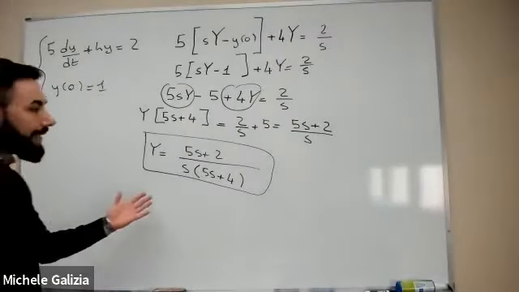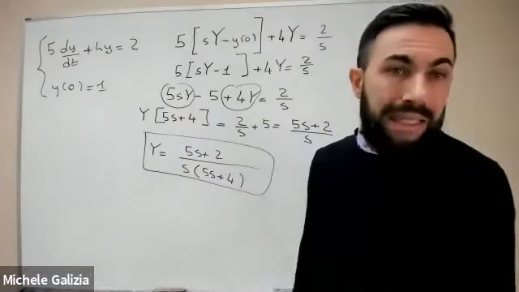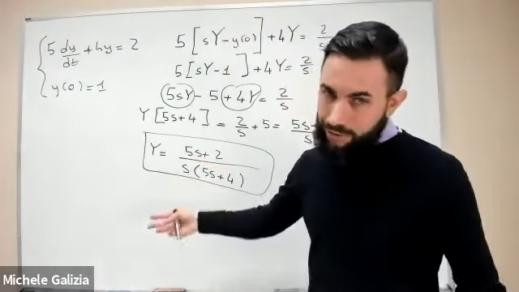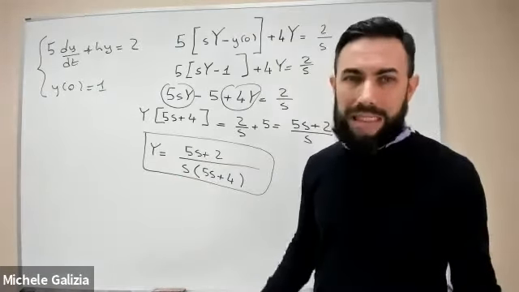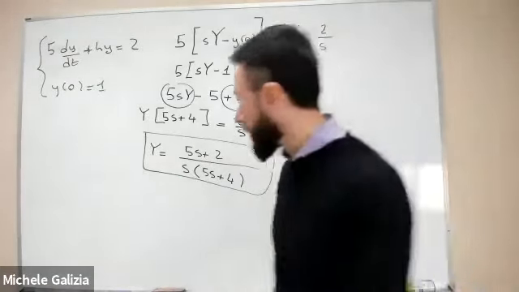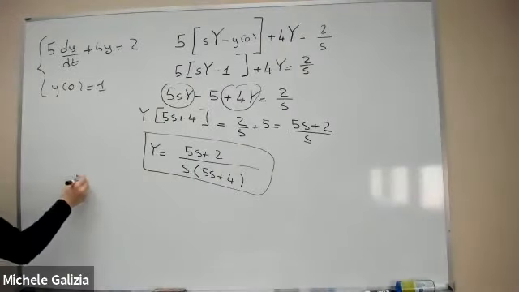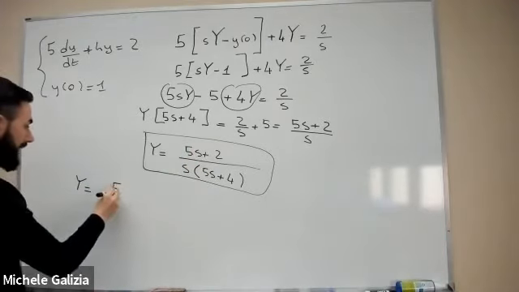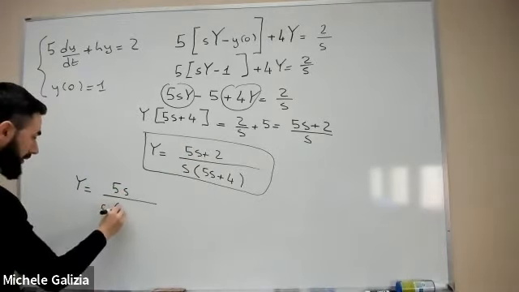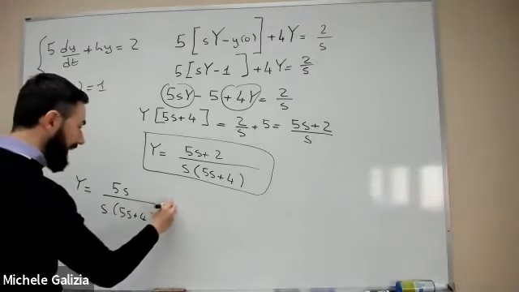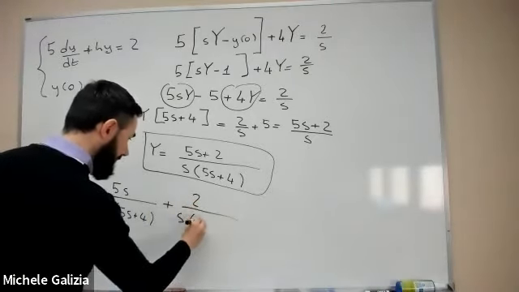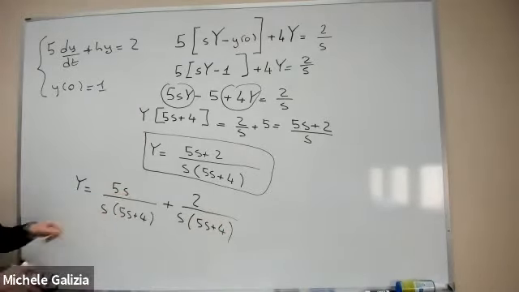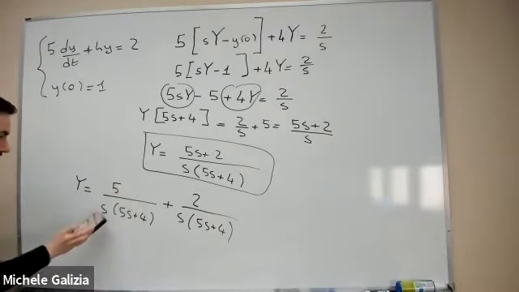So should I really interrogate the Heaviside theorems here? Not really. When you see these kinds of expressions, a small manipulation is sufficient to make things work in an easier way. Indeed, I can rewrite this in the following shape by breaking this sum. So this will be 5s divided by s(5s plus 4), plus 2 divided by s(5s plus 4). And this s and this s will cancel out, which is very convenient.